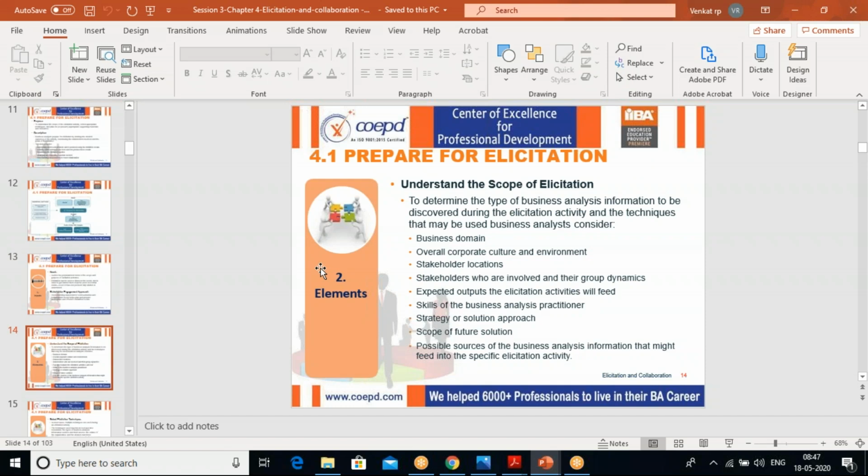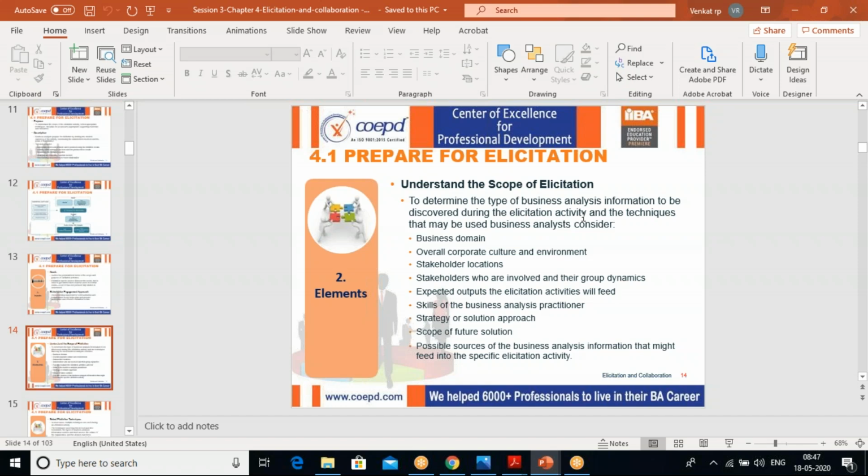Now the first element is we need to understand the scope of the elicitation. That means elicitation scope we need to understand. Okay, so how are we going to understand it? We need to understand the present. Before we could suggest any technique or come up with a process or procedure, we need to understand what is the present scenario.